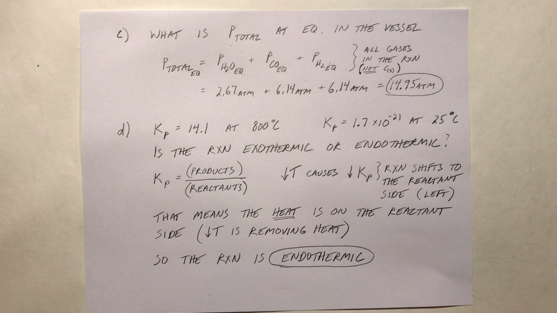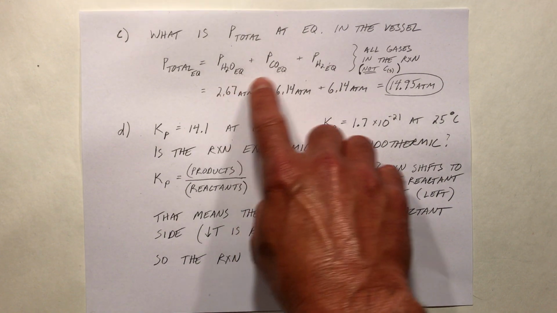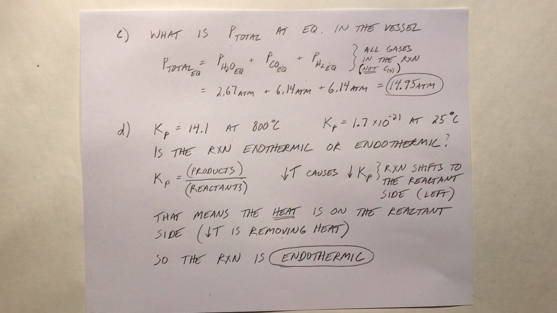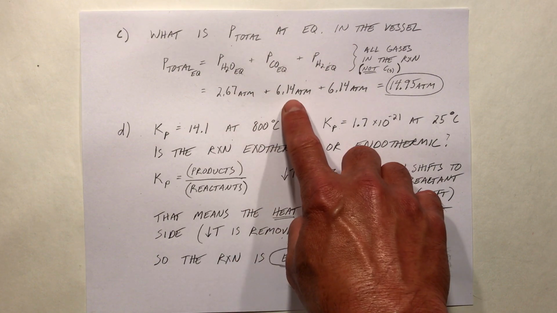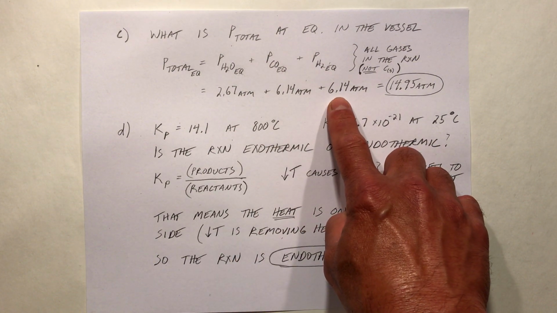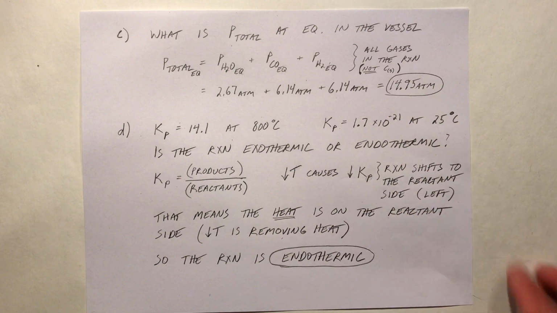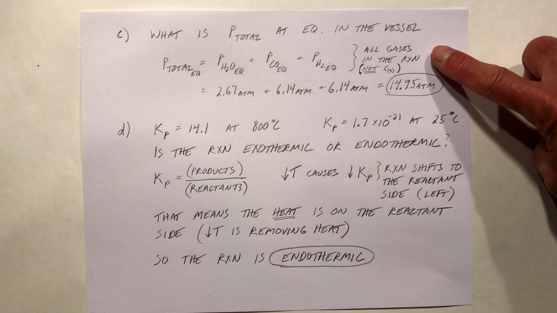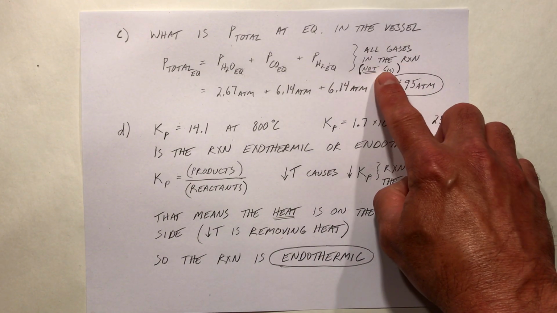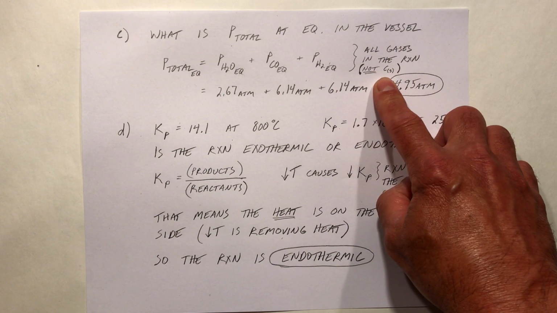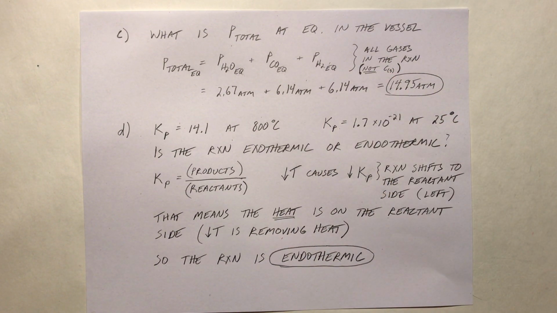So another question, this is part C for that same equation. What is the total pressure at equilibrium in the vessel? Well, that's easy. We just add up the partial pressure of all the gases. So the partial pressure of the water, the CO, and the H2: 2.67, 6.14, and 6.14 all total out to be 14.95 atmospheres. Notice we're doing that for gases in the reaction, not the solid carbon. Of course, a solid wouldn't have a partial pressure as a gas because a solid's not volatile, it's not producing gas.